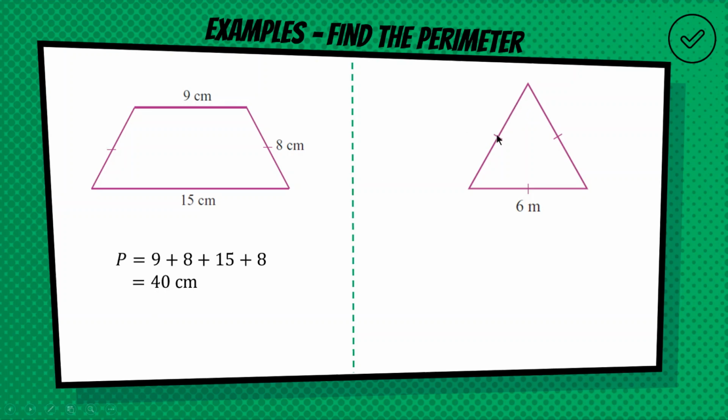And for the second one, again, all three sides are the same length. They're all 6 meters. So we're just doing 6 plus 6 plus 6. And we get an answer of 18 meters as your unit. Okay?